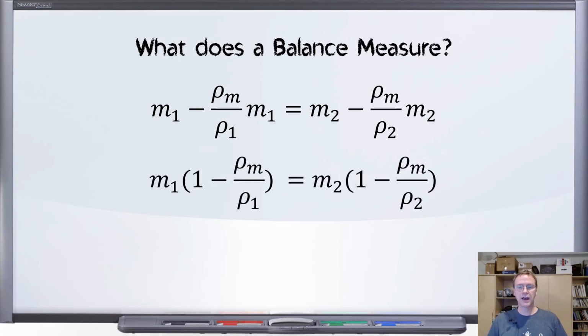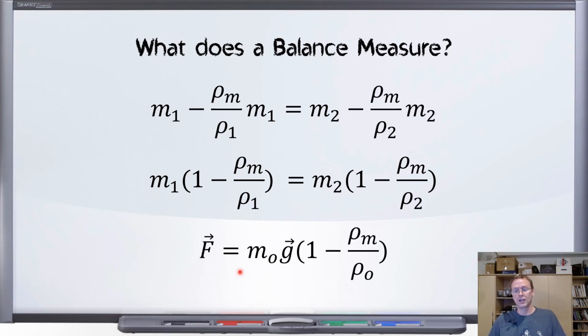Okay, here's that equation again. Let's factor out the masses. So here's M1 factored out and M2 factored out. Now, thinking back to 9th grade physics class, or whenever you took it, they said the balance measured mass because we set our mass equal to the reference mass. But when we look at the actual equation, now that we've included buoyancy, we did no such thing. We did not measure the mass. We measured this term, which includes the buoyancy factor.